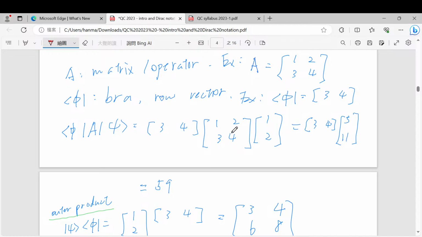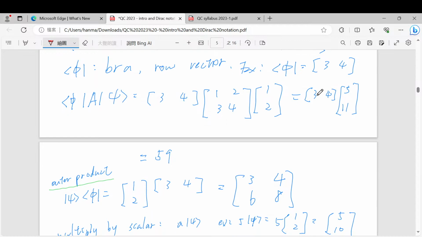Because 1 times 1 plus 2 times 2 equals 5, and 3 plus 8 equals 11. Then you have 3, 4 times 5, 11, which is the inner product between those two vectors, and that's 59. Okay. So this is a kind of inner product.